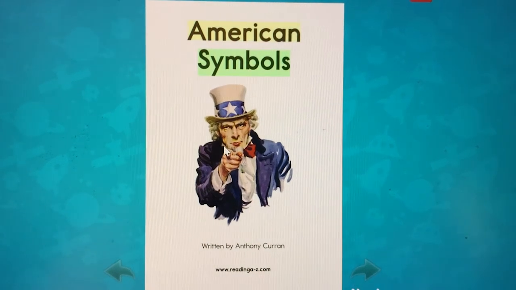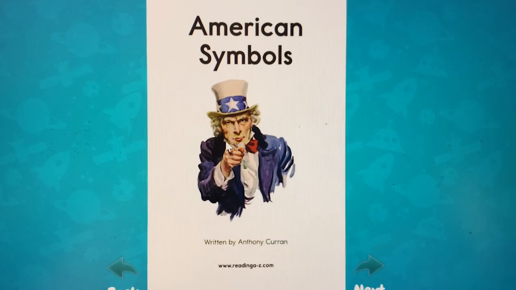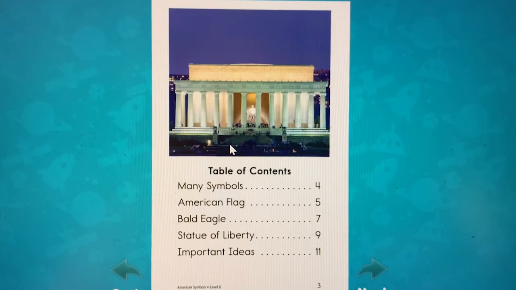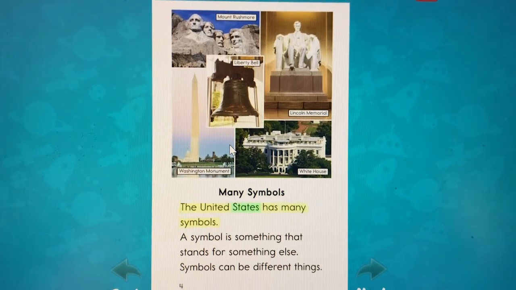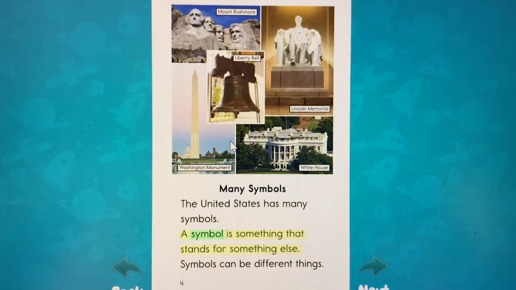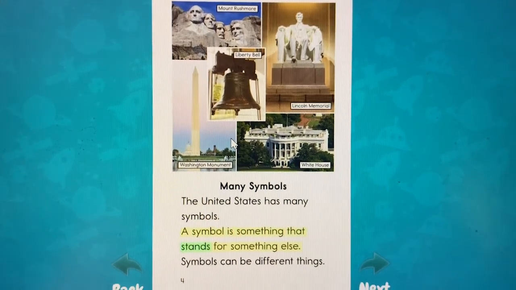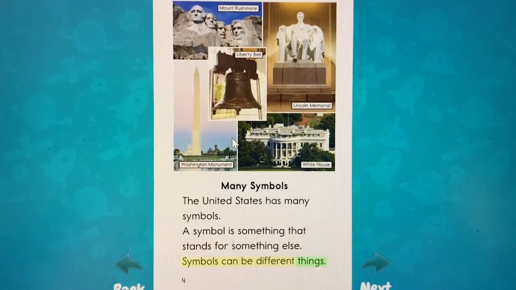American Symbols, written by Anthony Curran. Many symbols. The United States has many symbols. A symbol is something that stands for something else. Symbols can be different things.